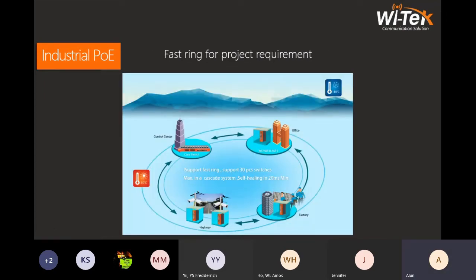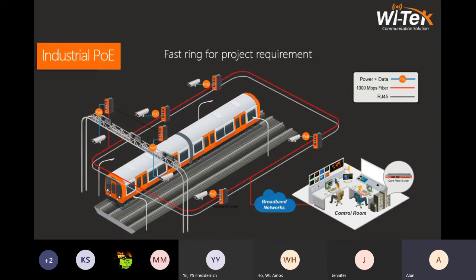And the second feature is it supports fast ring for some project requirements. Like in a metro station system, it is not allowed for the camera system to go down. So usually we will build a ring network or even a double ring network.